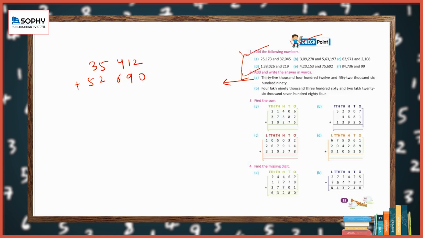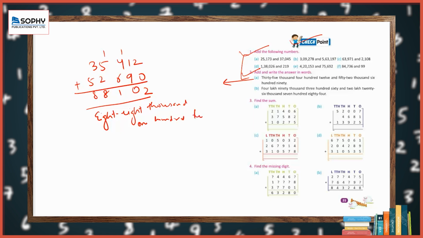So when we add them, students, the answer is 2. 9 plus 1 is 0. 1 carry. 6 plus 4 is 10 plus 1 11. 1 carry. 5 plus 2 plus 7 plus 1 8. And here we have 88,000. Very good, students. 88,102.